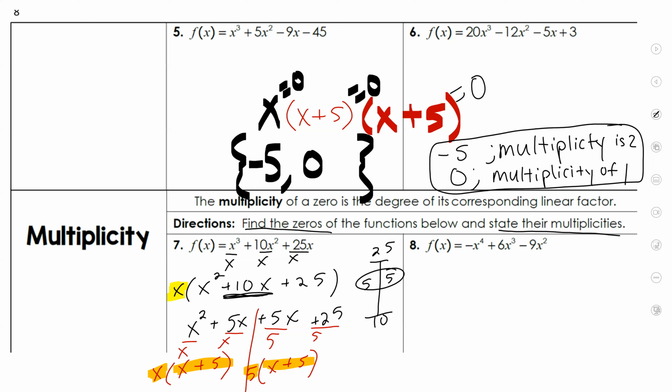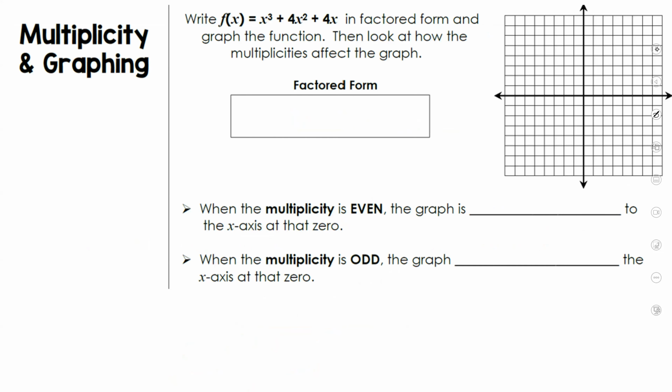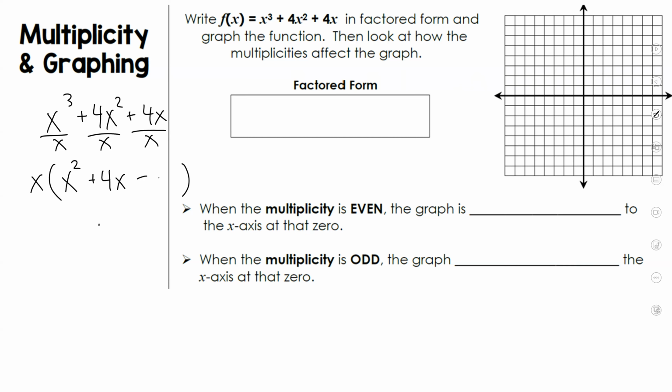I'm going to have you guys come back to number 8. I'm going to show you guys how to graph these. Okay, so let's look here. We have x cubed plus 4x squared plus 4x. I'm going to go ahead and simplify this real quick. What can all of these be divided by? Yep, an x. All be divided by x. So we're left with x squared plus 4x plus 4.